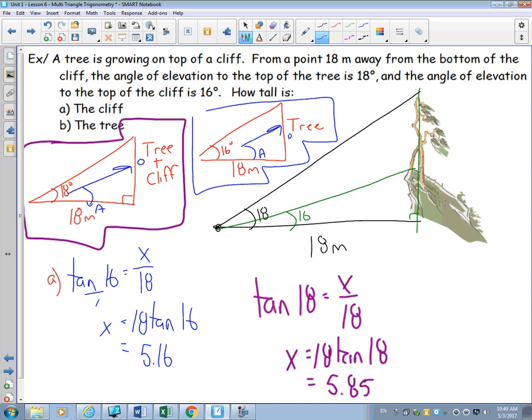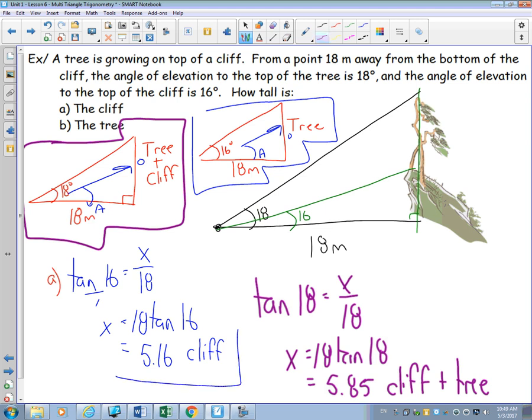Now what is this? What have we figured out? Well, my x in my first diagram was the cliff. In my second diagram, this was the cliff plus the tree. So if I want to know how tall the cliff is, well, I got that answer, right? That was the first one.